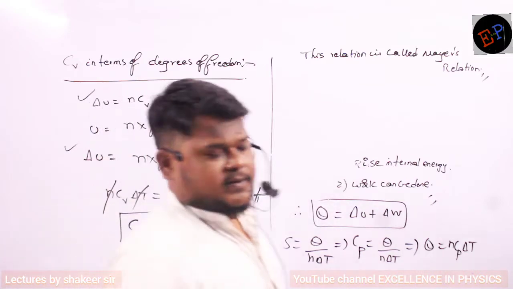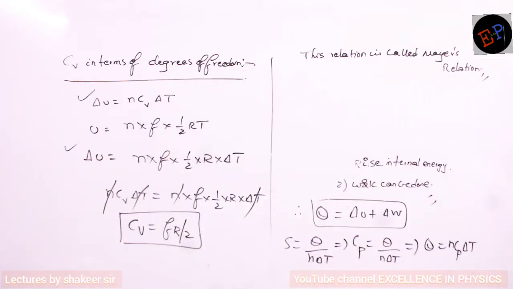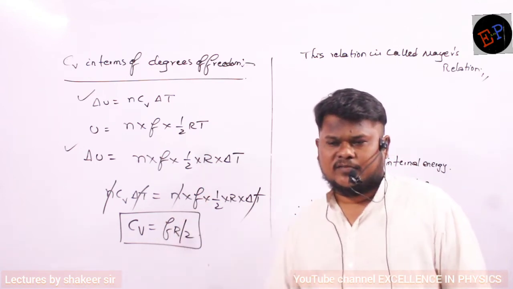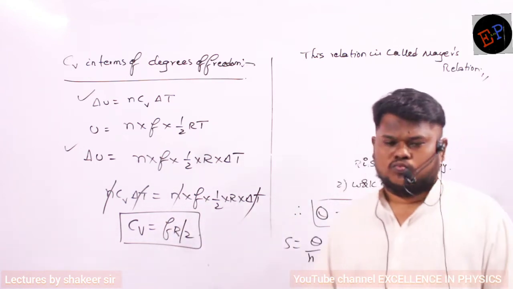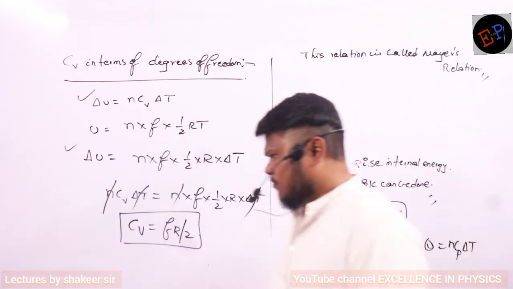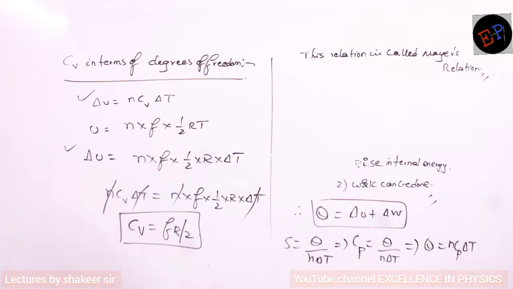So the specific heat of a gas at constant volume, in terms of degrees of freedom, you can write, it is equal to fR divided by 2. Is it clear? Make a note: fR divided by 2.